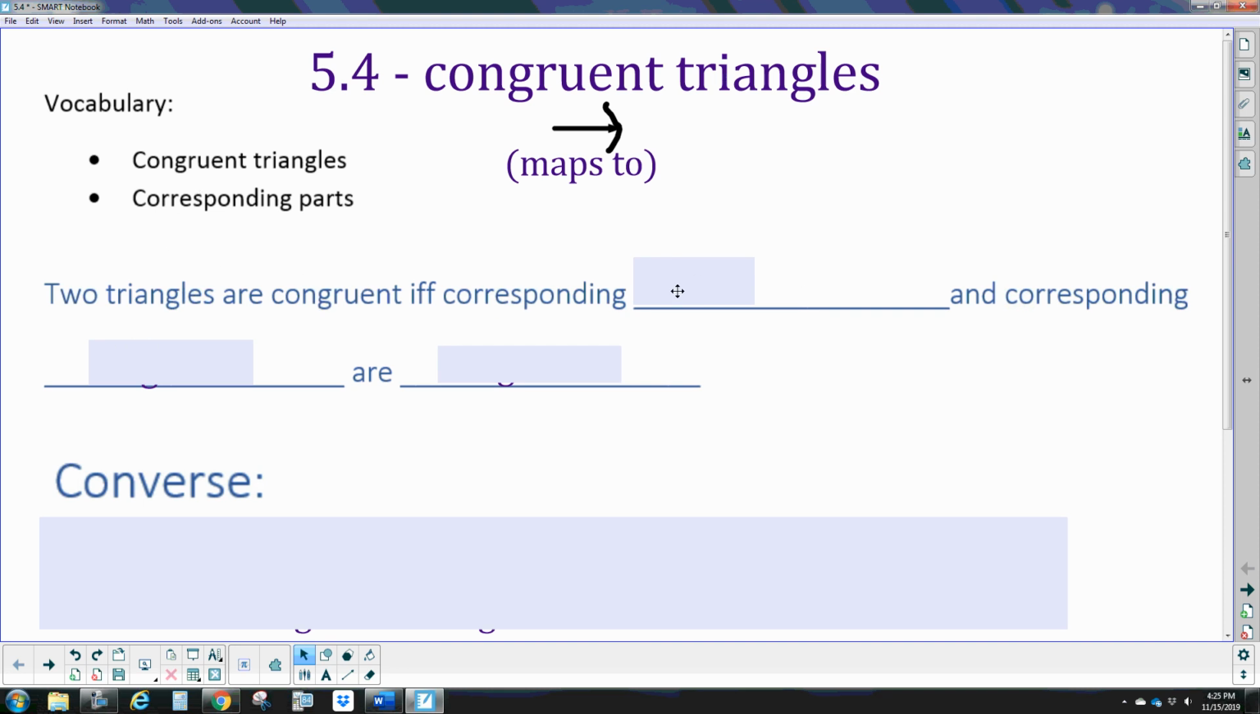So we have a definition for congruent triangles, and it's: two triangles are congruent if and only if corresponding sides and corresponding angles are congruent.